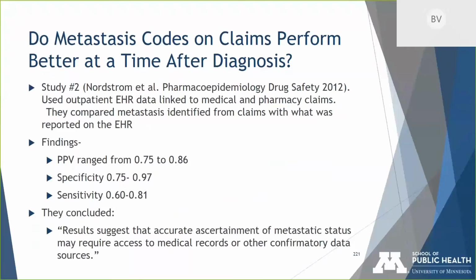They found the positive predictive value of metastasis identified from claims was 0.75 to 0.86. So the specificity was not bad. The sensitivity was not as good. So their conclusion again was, if you really want to be accurate with understanding if someone has developed mets, you would use access to medical records or other confirmatory data sources.